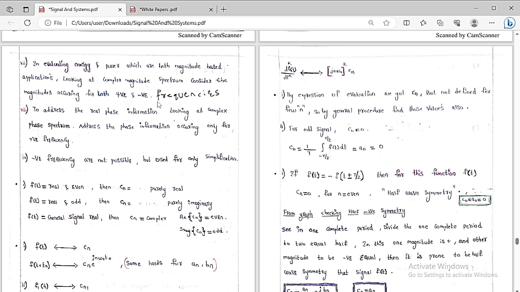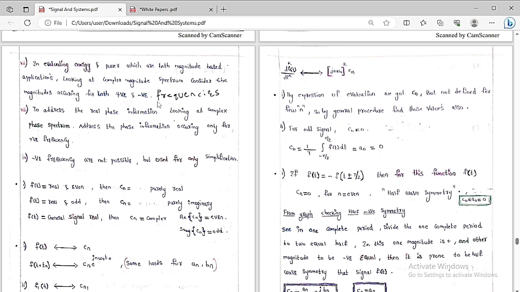I have already told you, if you want to evaluate the energy and the power of a given signal f of t, which are magnitude-based applications, you have to consider the magnitudes in the positive frequency as well as the negative frequency in the magnitude spectrum. So in simple words, for a given signal f of t, if you want to calculate the energy as well as the power, you have to consider the magnitudes in the positive as well as the negative frequency in the magnitude spectrum. This point you always have to keep in your mind.